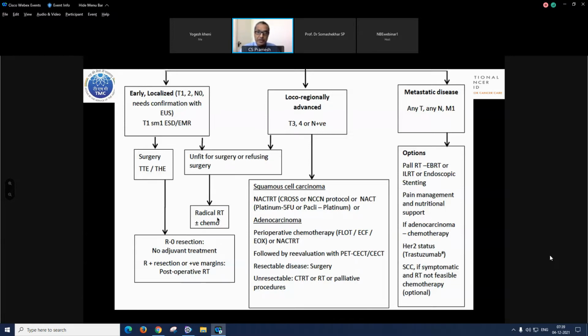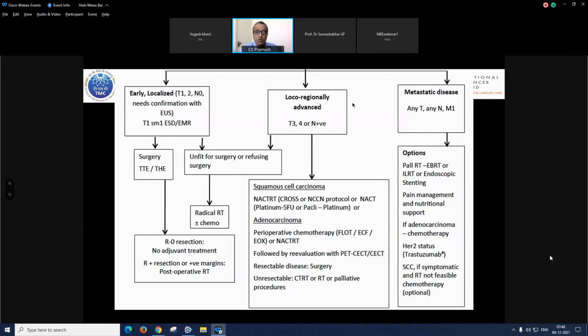The vast majority of our patients come in this stage, which is loco-regionally advanced, which is T3 or T4, and it is N+. So basically, if you're able to see a fairly bulky growth on CT scan, you don't even require an endoscopic ultrasound to confirm that it is T3 and not T2. Any growth which is a bulky growth on CT scan is actually a minimum of a T3.